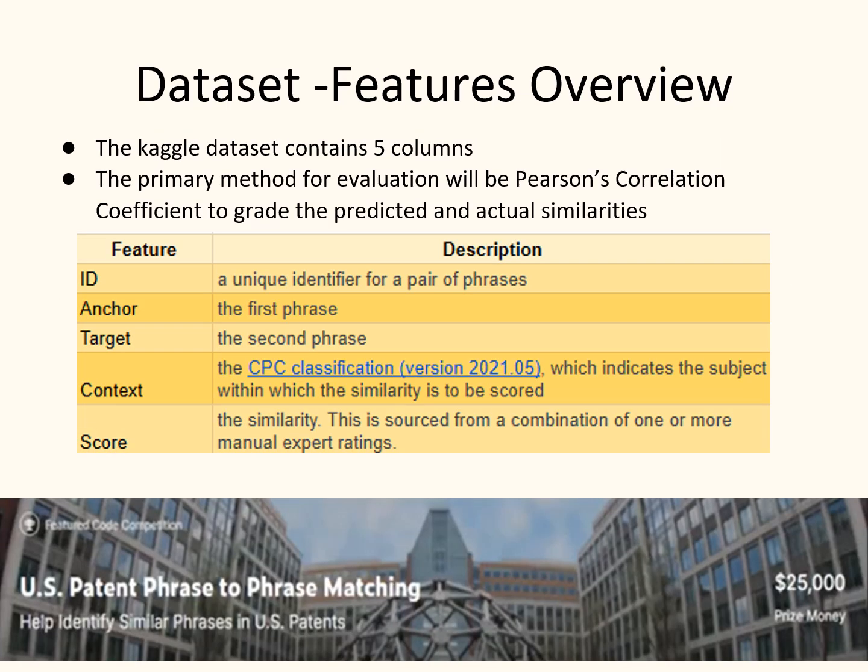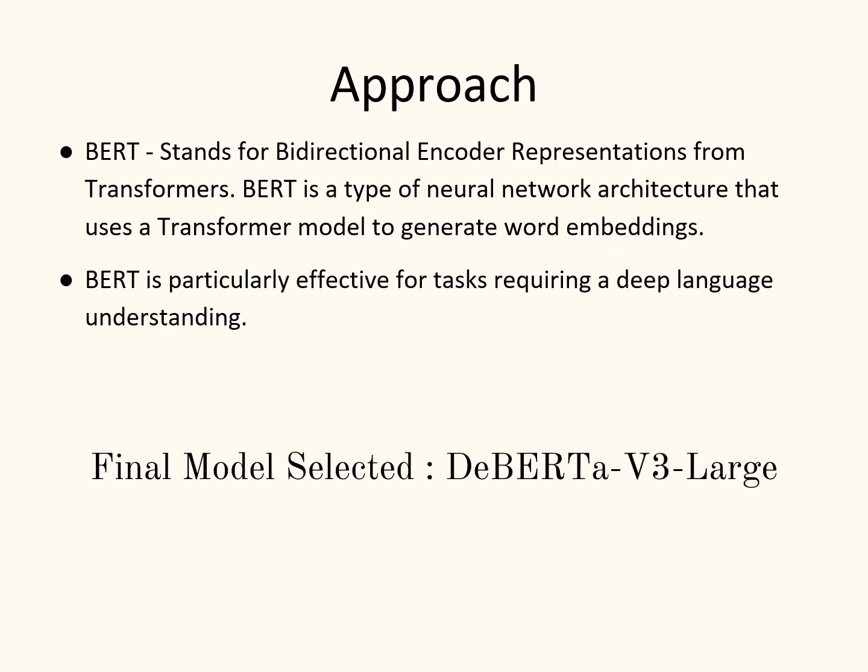Coming on to the dataset, we started with five column identification: ID, anchor, target, context, and score. Our main columns would be anchor and target, and the primary method for the evaluation of the final result would be Pearson's correlation coefficient. That would be used for grading in the Kaggle competition.